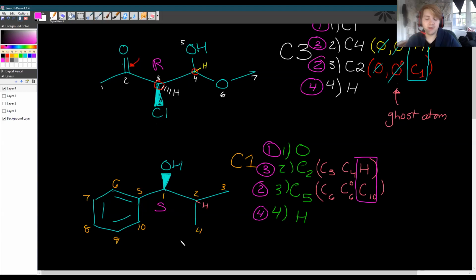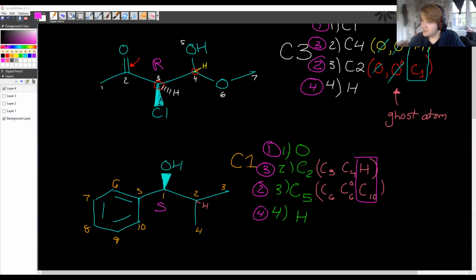So this is one of the big things that always ends up getting people confused, is that double bonds, triple bonds are the same thing. If you have a triple bond, it just means you have 2 ghost carbons, all right? It doesn't mean that we can't count them. It means that we just have to count them as ghost bonds.